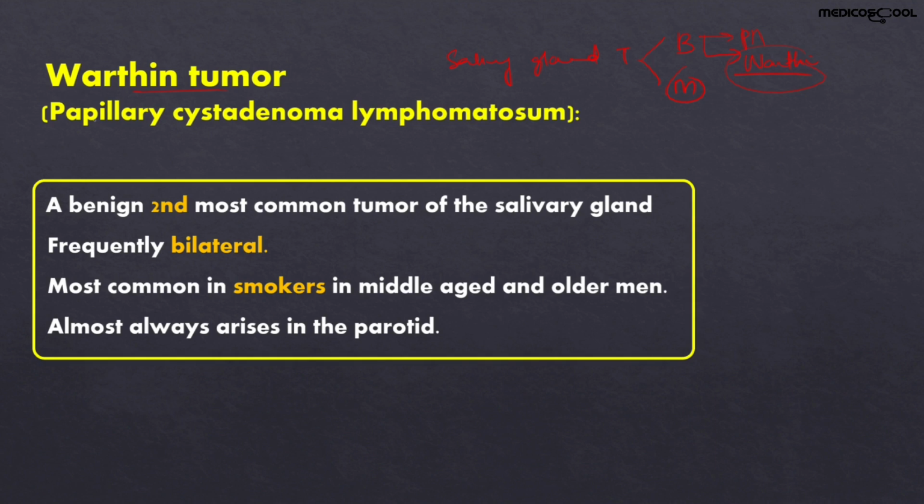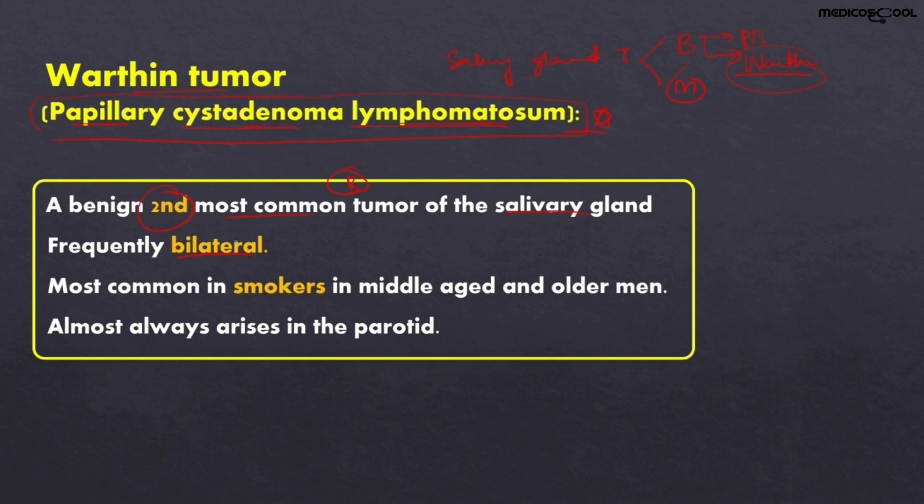Warthin tumor is also known as papillary cyst adenoma lymphomatosum. Remember this name because this will help you in the memorization of the morphology of this Warthin tumor. Papillary cyst adenoma lymphomatosum. Now let's talk about the Warthin tumor. It is the second most common benign tumor of the salivary gland.